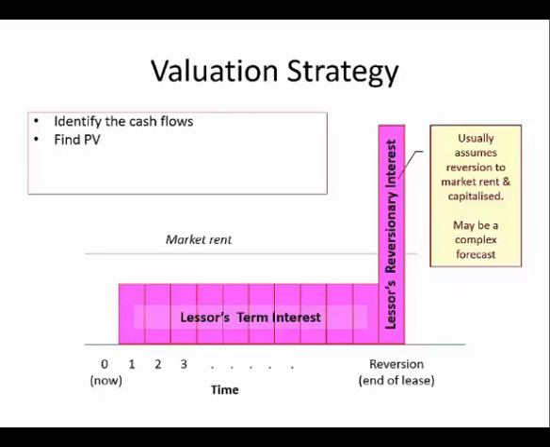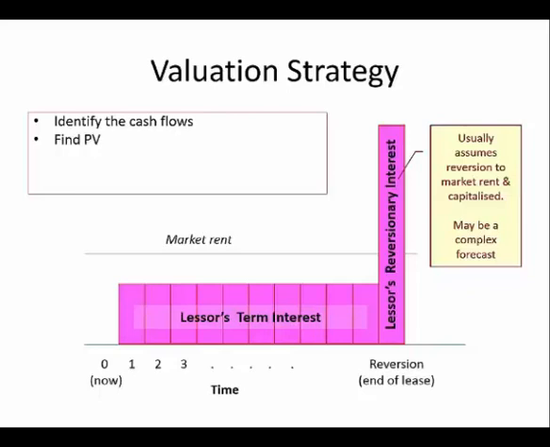When we look at it in this way, we can see that the lessor's total interest, which is made up of the lease term interest, the lessor's term interest, plus the lessor's reversionary interest, makes up the total value of the property in that circumstance to the landlord, the lessor. And we can do that using discounted cash flow methods, and that's what we're going to be working into. That's what we've done already in some cases.